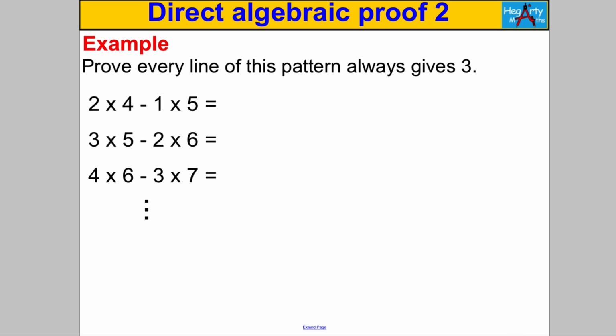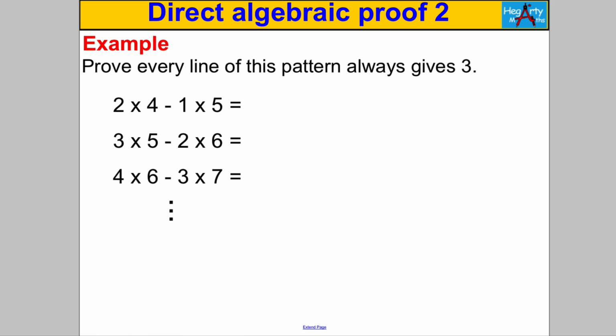Prove that every line of this pattern always gives 3. Well, let's just think about this now. I'm going to call this the first line if you don't mind. That's the first line, that's the second line, and that's the third line. Now if you work it out, 2 times 4 is 8, 1 multiplied by 5 is 5, 8 take away 5 is 3. 3 times 5 is 15, 2 multiplied by 6 is 12, 15 take away 12 is 3. 4 multiplied by 6 is 24, 3 multiplied by 7 is 21, 24 take away 21 is 3.